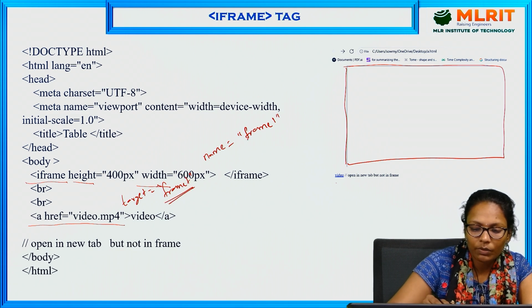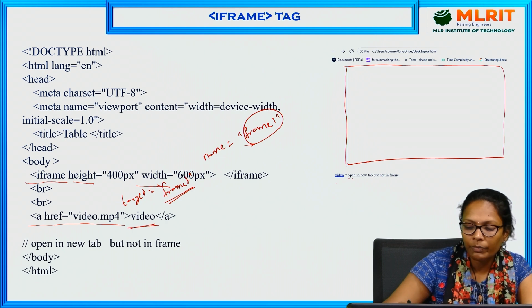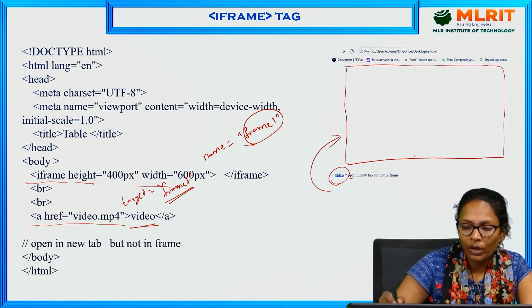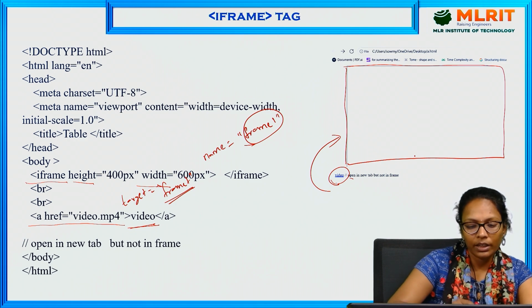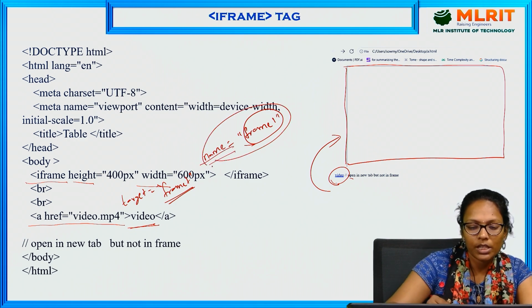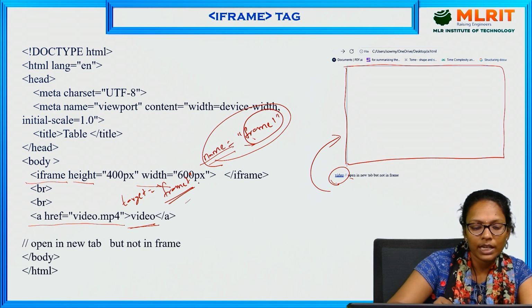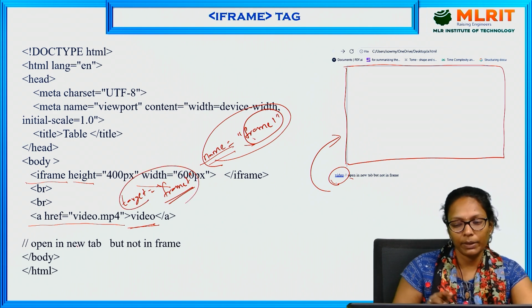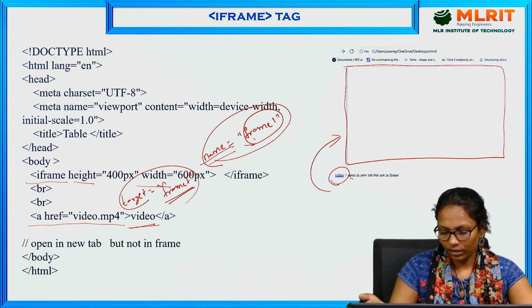So target is equal to the name of the frame, which is frame 1. So what is the hyperlink name? Video. If you click on this video, it will go to this frame 1 window and play that. So here it is missing. I should mention the iframe name here, and use this name as a target inside this hyperlink tag. So that we can see in the next slide.